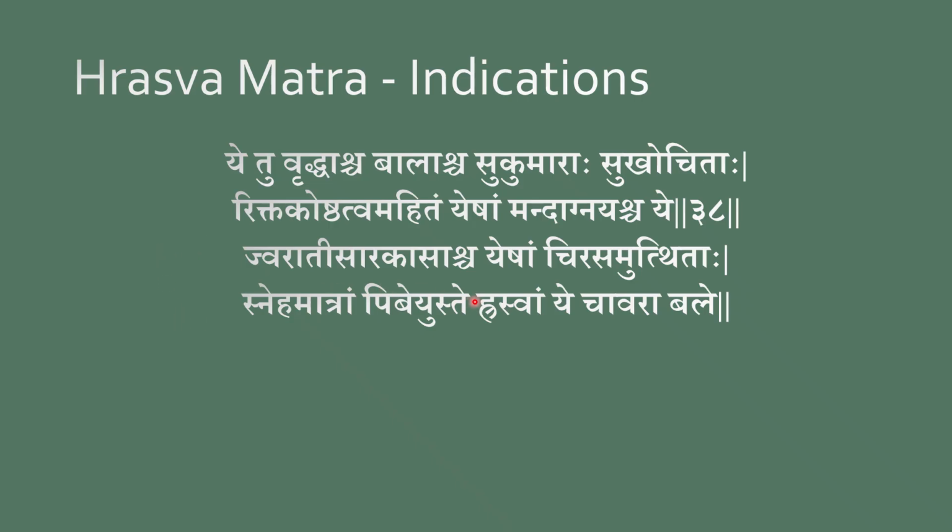And then what are the disease specific indications: Jwara, Atisara, Kasascha, Chira Samudhita. So in Jwara, Atisara and Kasa, not for the fresh ones, but it is indicated for Chira Samudhita Jwara, Atisara and Kasa, which have been present for a long time. They cause diminution of dhatus, strength and digestive fire. So Deepana is the best treatment for that, and for that Deepana we have to administer this Hraswamatra Snehapana to such patients.